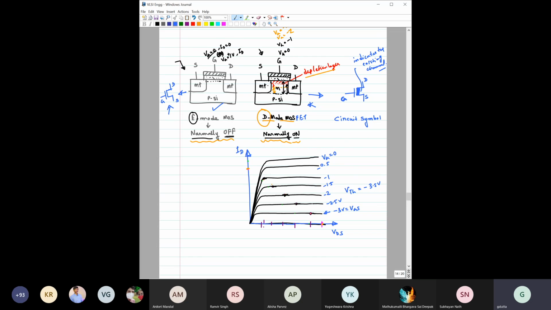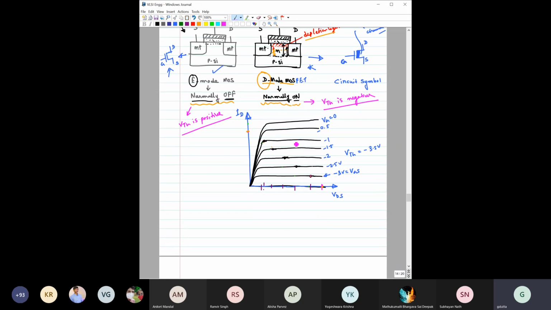So we would be able to take this D mode device from this point onwards and make a circuit and use this D mode device in one of our circuits, right? And let's see this. Here, remember one more thing. For this, VTH is positive. For this, VTH is negative. This is another point.